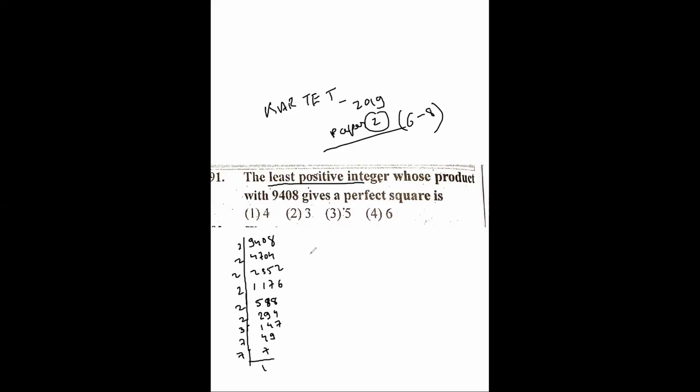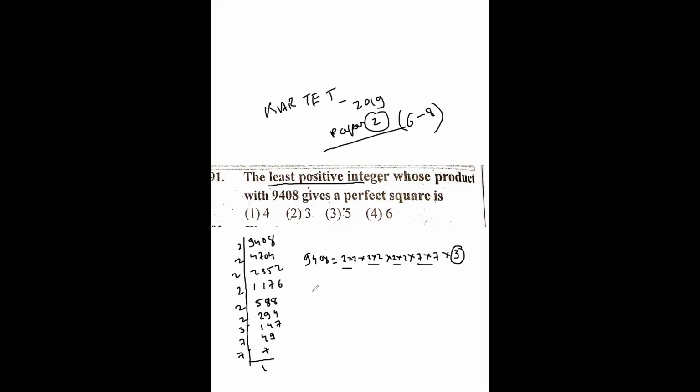Okay. So here we can write down the prime factors of 9408. So 2 is getting multiplied 6 times. Next, 7 is getting multiplied 2 times, and 3 is getting multiplied 1 time. So you can see 2 is paired, 7 is paired, but 3 is unpaired.